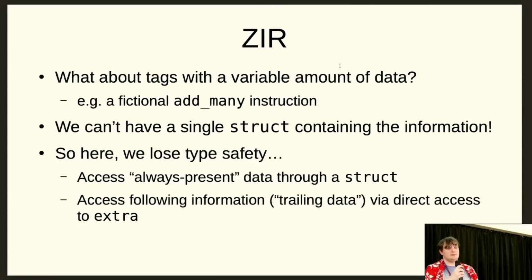It's not perfect, though. Because suppose we had an instruction that had a variable number of operands. So maybe we had an instruction which takes an arbitrary number of operands, could be 2, could be 10, and adds them all together. We can't just have one struct contain that information because our struct has to have a fixed size. So in this case, we'll lose type safety again. We call this trailing data.